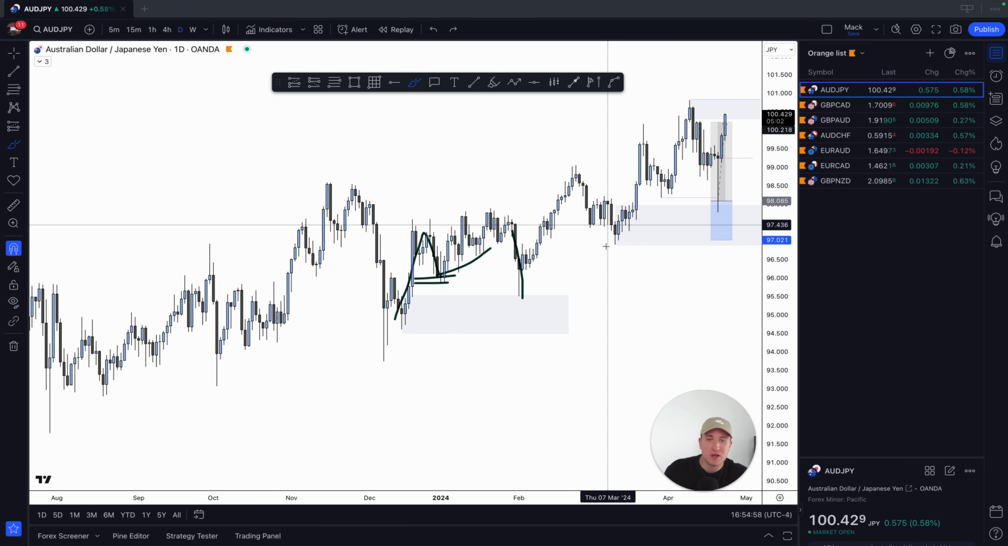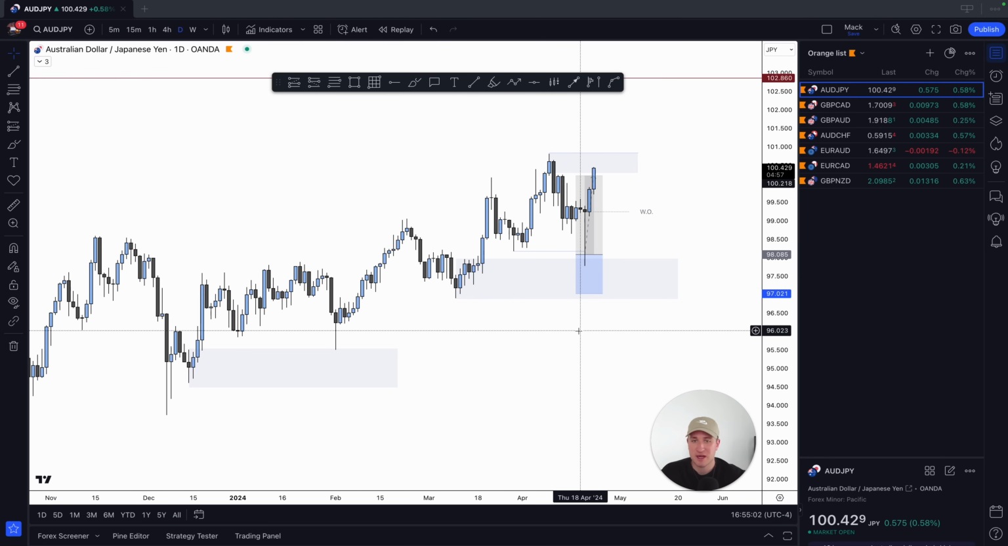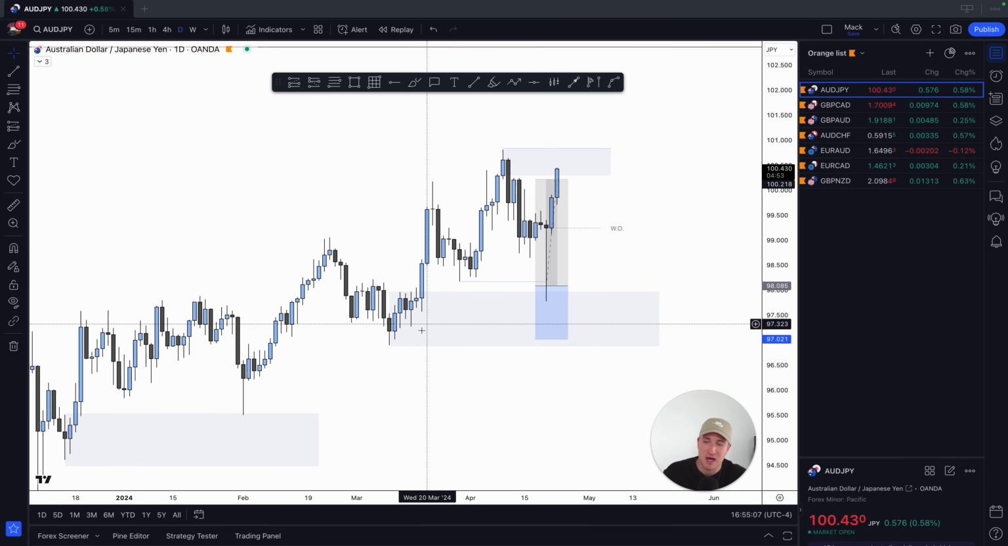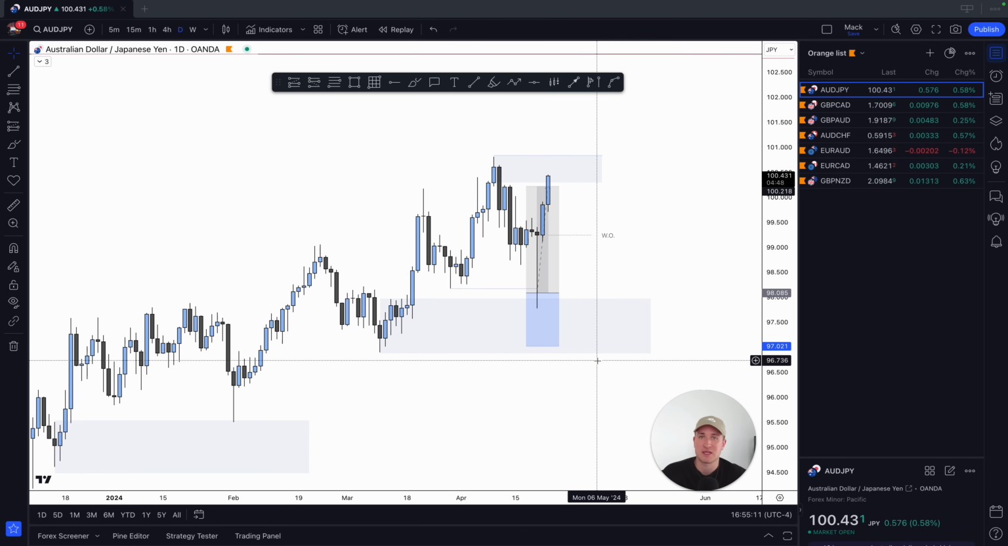So just looking out for these unmitigated areas is very, very important because it's going to give you an idea of where you think the market's going to go next, because those areas have to get tapped. It's very, very important that they do. And you'll see time and time again that they do.